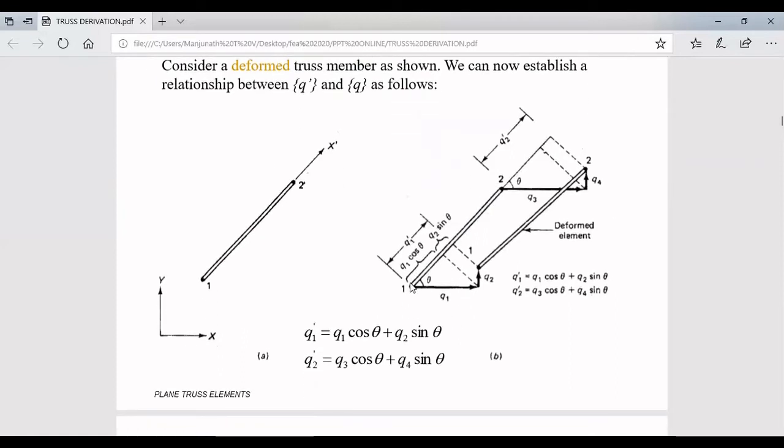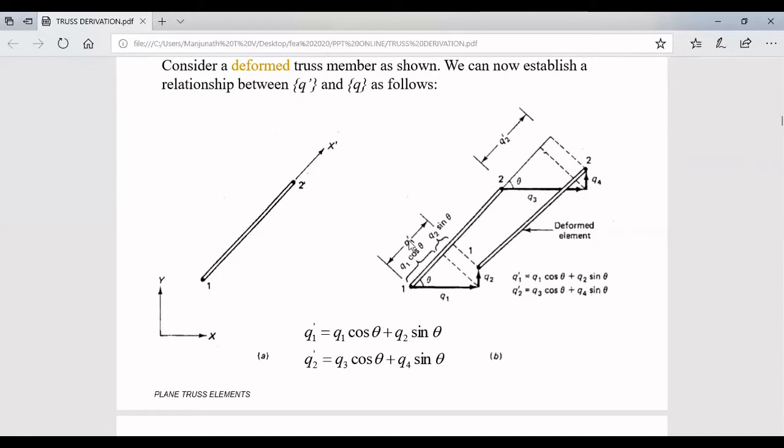Just see here. This is before deformation and this is after deformation. After deformation, it is shifted from here to here. In the x direction the displacement is q1, and in the y direction the displacement is q2. If we take it in only one coordinate system, the local coordinate system, it is displacing from here to here, as you are drawing the dotted lines here. So the total displacement is q1 dash.